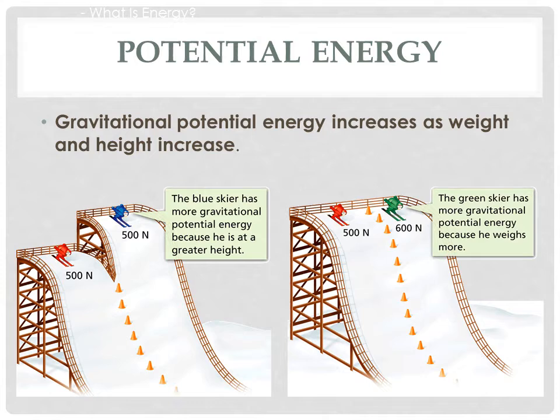And now have a look at the second figure, which shows that both the skiers, the red and green, are at the same height, but the difference is that they have different weights. The first one, the red one, has a weight of 500 Newton, while the second green one has a weight of 600 Newton. So that's why there is a difference in their gravitational potential energy. The one which has more weight will have more gravitational potential energy.